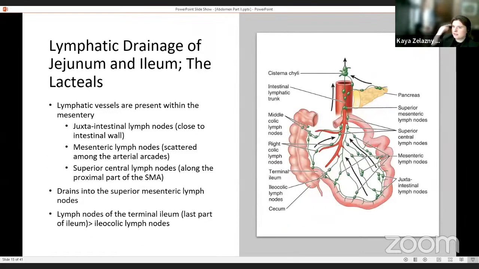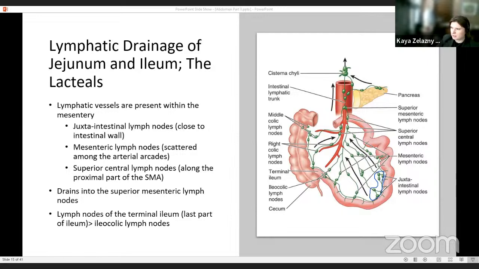So in terms of lymphatics, we saw on that cartoon image some little green dots. That's because we do have lymphatic vessels and lymph nodes here in the mesentery, okay? And we are going to have them in a couple different places, and we want to pay attention a little bit to the flow here. So the juxta-intestinal lymph nodes are going to be just along the edges of the intestinal wall, essentially. So juxta-intestinal, next to the intestines.